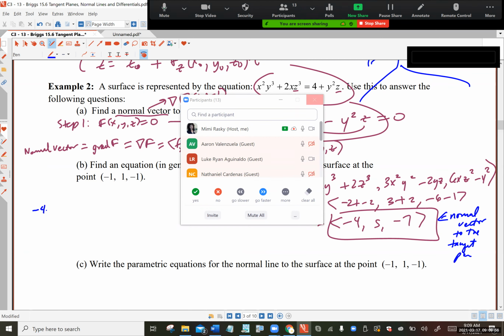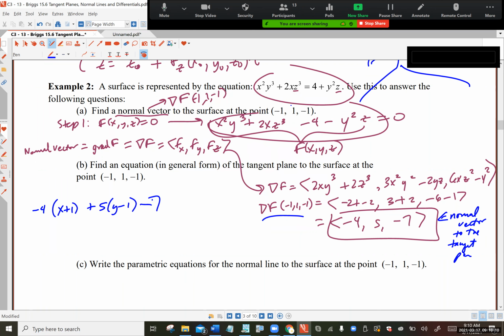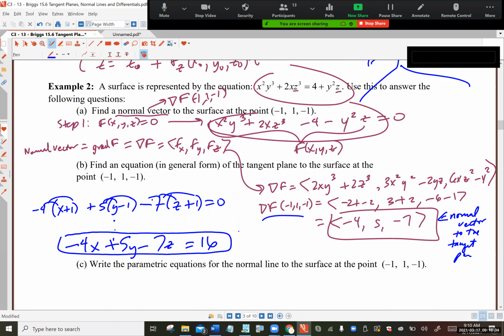So I'm going to have -4 times the quantity x minus -1, which is x plus 1, plus 5 times the quantity y minus 1, minus 7 times the quantity z minus -1, which is z plus 1, equals 0. That's the standard equation. And usually they like the general equation, so you distribute, combine like terms, and rewrite it in general form. I'll just leave it like that. So this is the general form for the equation of a plane.